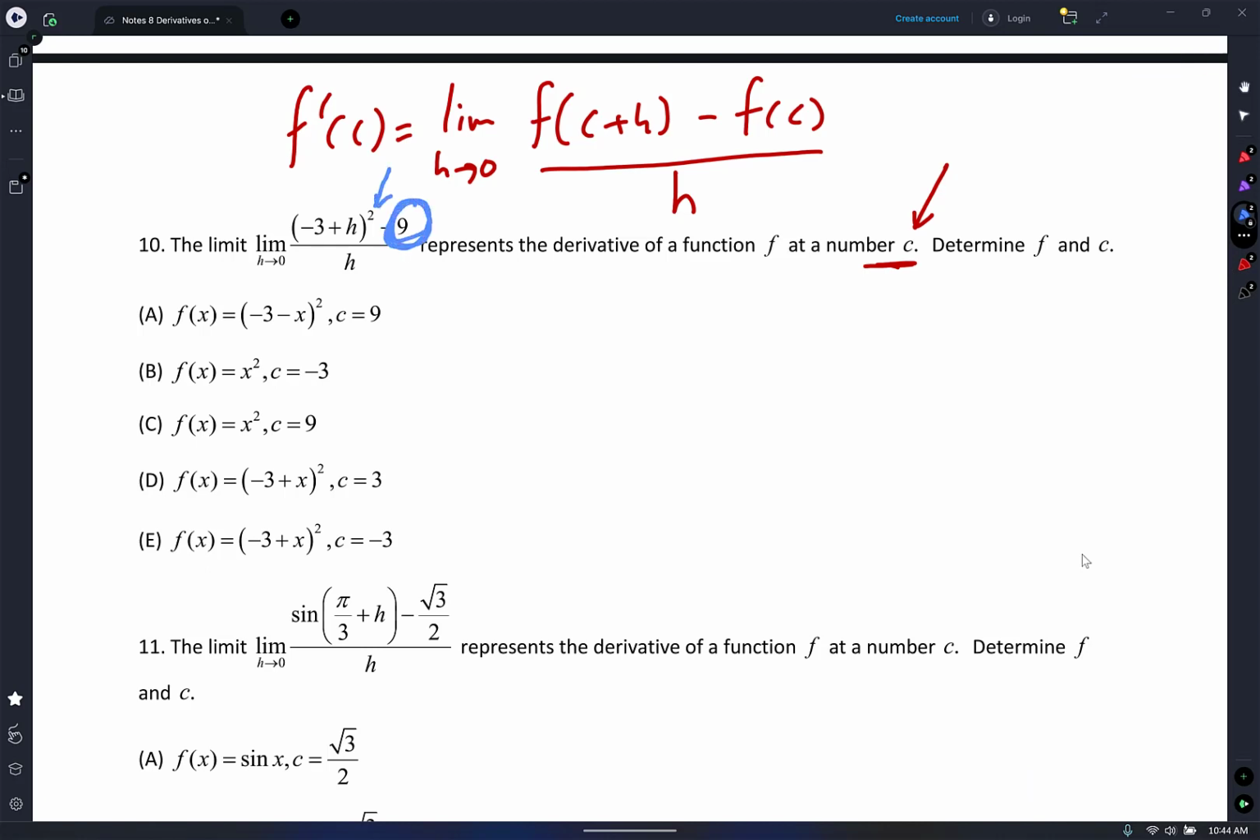Notice that the f of x plus h, or f of c plus h, has a square on it. So that 9, you should already be thinking, well, that came from this. What number when I square it is 9? 3. And then you notice that there's a negative 3 in there. And then you should think to yourself, is negative 3 squared also 9? So more than likely that c is negative 3. It is. Now what is your function? What is the function that gave us that 9? Remember, perfect, you said it. Why is it x squared?